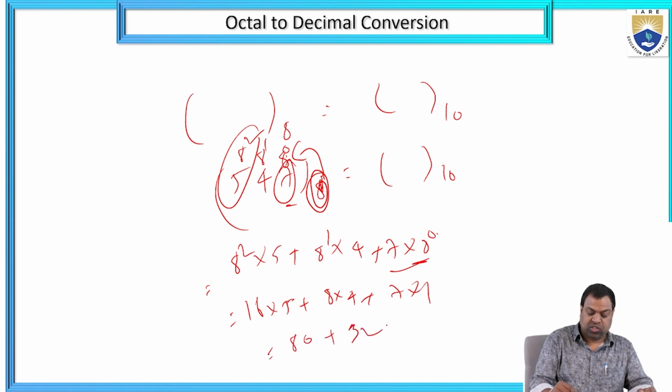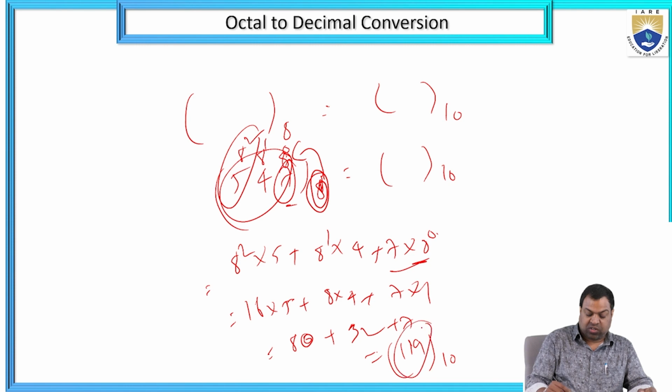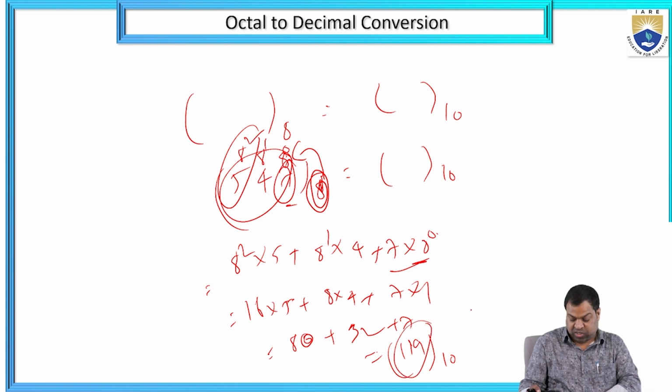80 plus 32 plus 7. 80 plus 32, 112 plus 7, 119. So 547 base 8 is converted to 119 like this. It is one example.